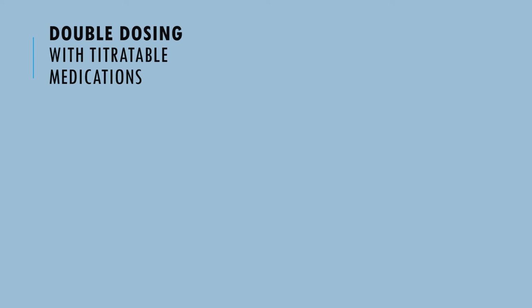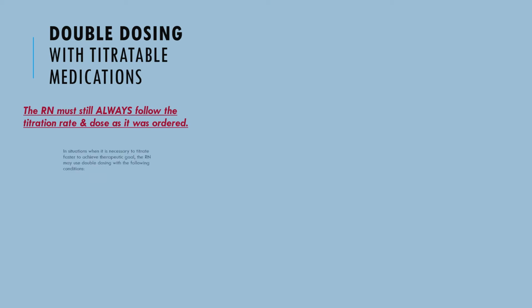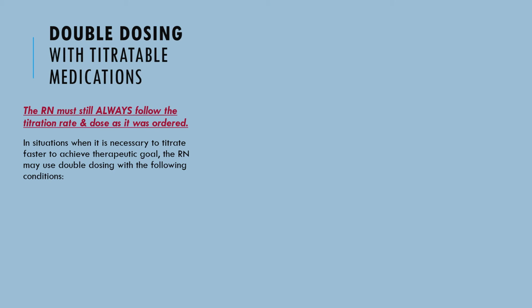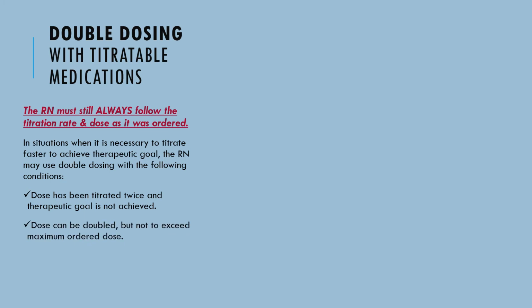When it comes to double dosing with titratable medications, the nurse must still always follow the titration rate and dose as it was ordered. In situations when it is necessary to titrate faster to achieve a therapeutic goal, the nurse may use double dosing with the following conditions. First, a dose has been titrated twice and therapeutic goal was not achieved. Second, dose can be doubled, but not to exceed the maximum ordered dose. And third, double dosing must be part of the order instruction for the medication ordered by the doctor.